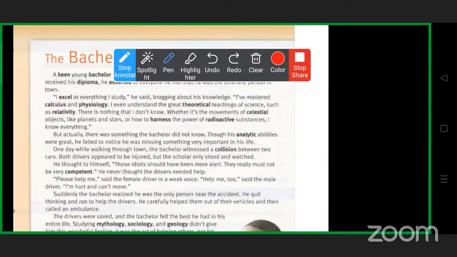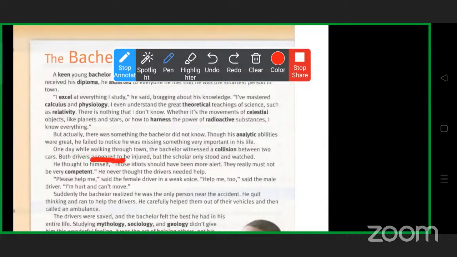But actually there was something that the bachelor did not know. There was something which he himself did not know. What was that? Though his analytical abilities, analytical meaning logical or scientific, having reasons for something, were great, he failed to notice he was missing something very important in his life. So what was he missing in his life?